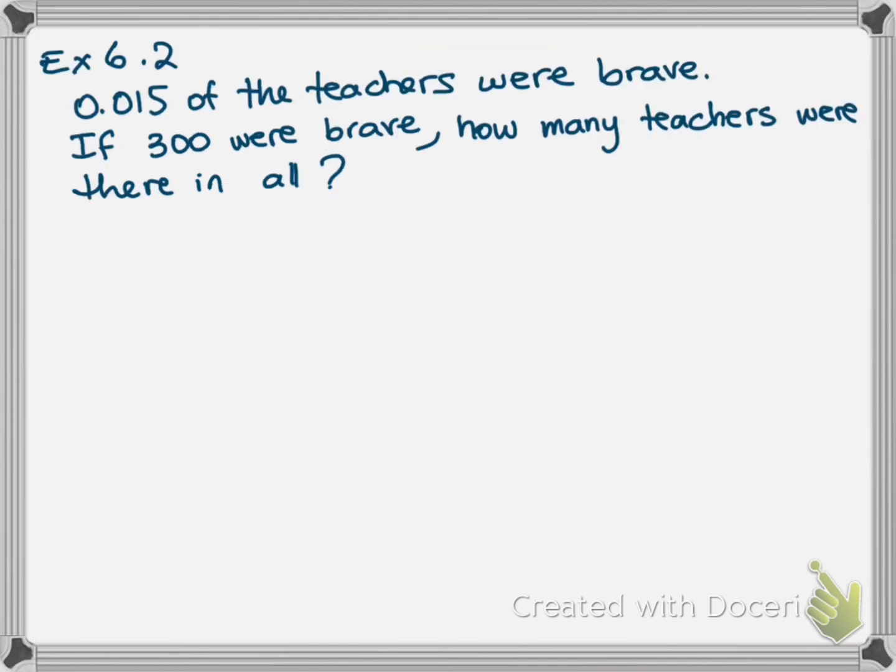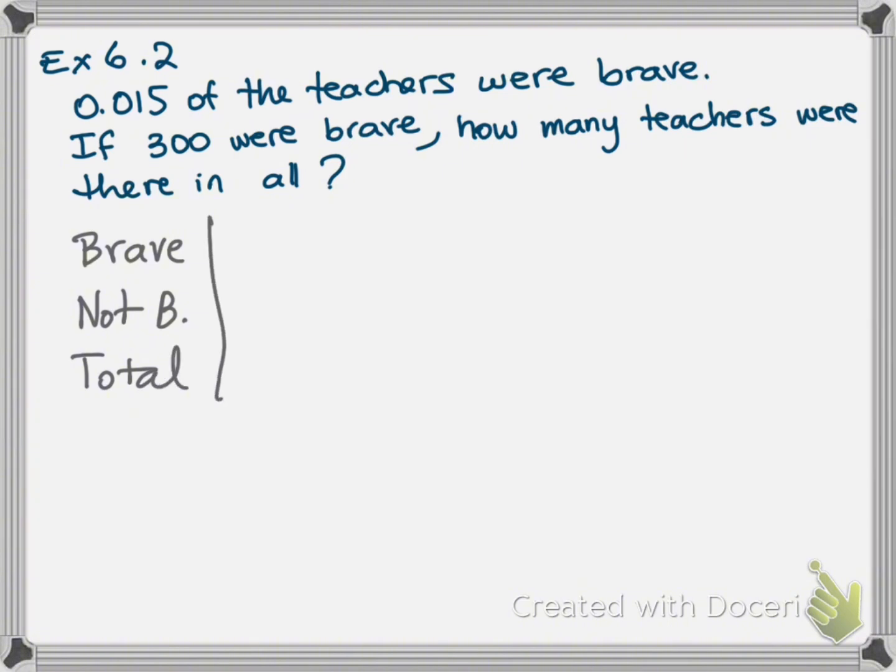In example 6.2, the exercise says that they found that 15,000 of the teachers were brave. And then they say that 300 were brave. How many teachers were there in all? So what we have to remember is that we're going to have two categories. We're going to have the brave and the not brave. And then we have also a total.